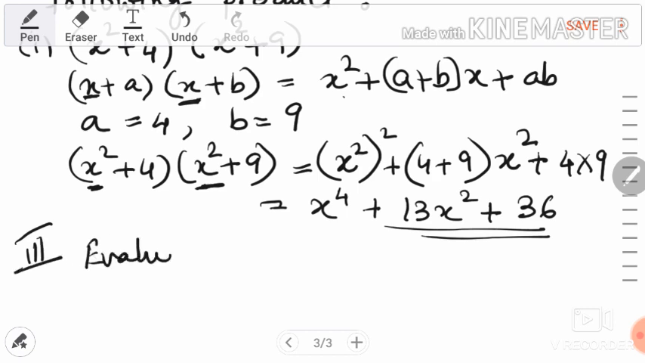Third question, evaluate without multiplying.